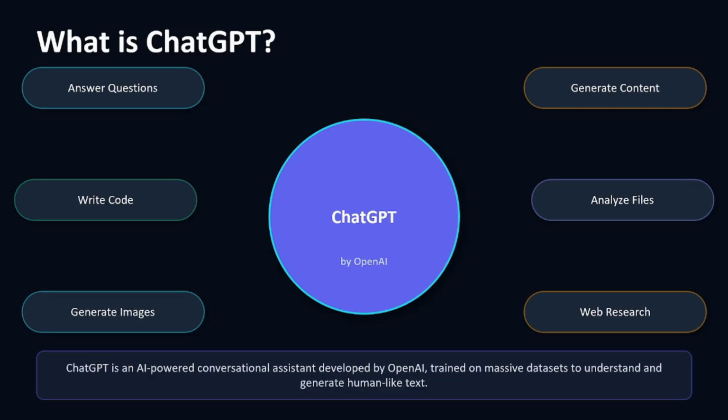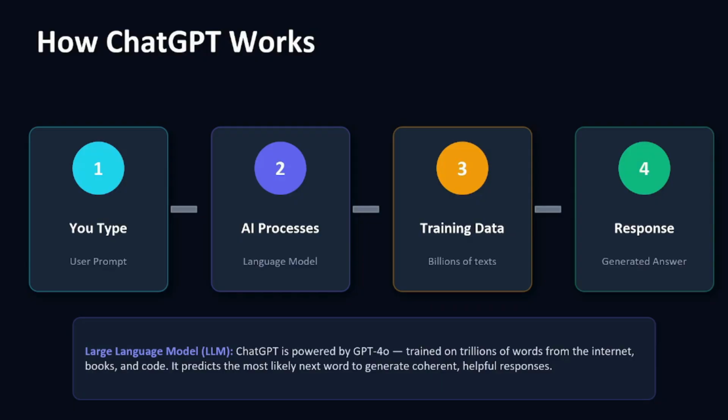Okay. So first of all, we can discuss what ChatGPT is. Basically, ChatGPT is introduced by OpenAI. It is useful to answer questions, write code, generate images, and generate content. It is also helpful to analyze your files, do web research, and everything. Okay. So now we will discuss how ChatGPT works.